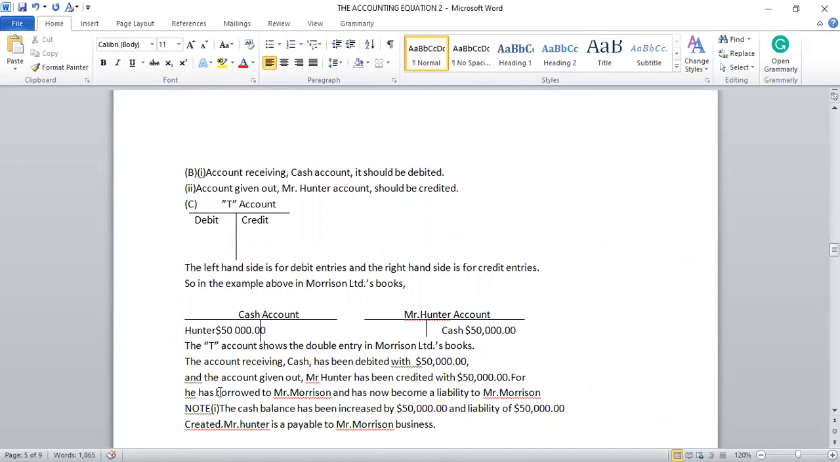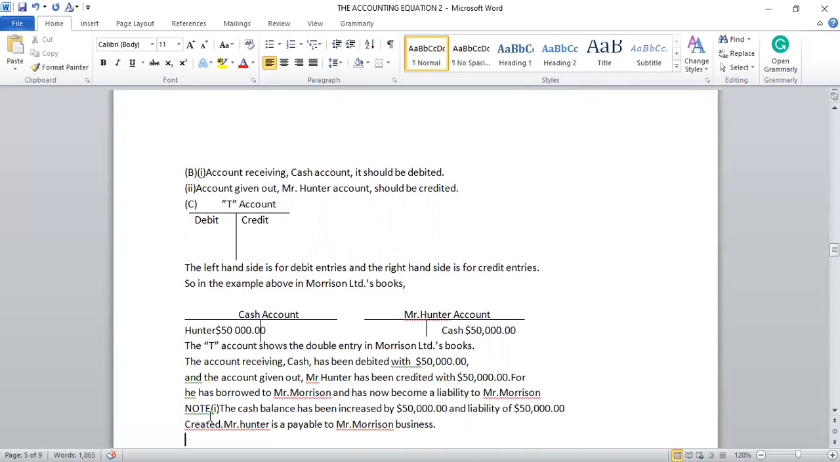Let me explain this. Mr. Morrison borrowed money from Mr. Hunter. Mr. Hunter is a third party. So once he has borrowed money to the business, he has now become what? A liability to the company. In accounting, we say that he is what? A payable to the company because the company is now owing him. And the amount involved is $50,000.